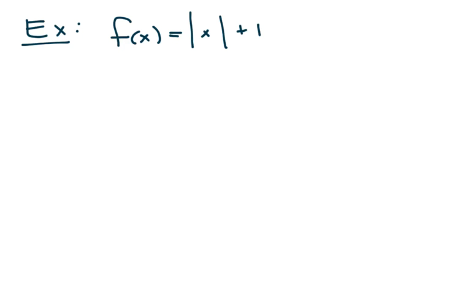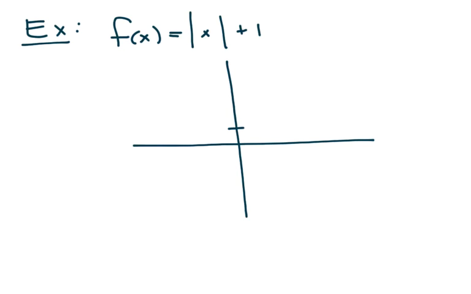This is the absolute value function that's been shifted up 1 unit. So it's a v that's been shifted up 1 unit. If I graph that, it would go through 0, 1, it would go through 1, 2, it would go through 2, 3, it would go through negative 1, 2, and it would go through negative 2, 3. All right, there is my v.